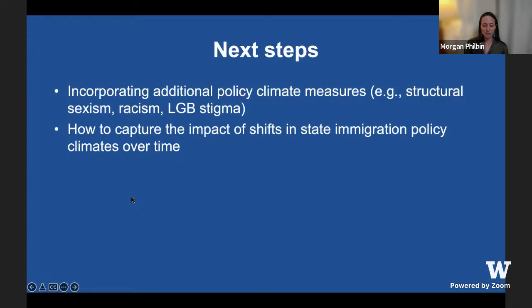And then the other thing is to think about if there's a way to trace people longitudinally within a state as that state policy climate shifts. So for example, as California were to get more inclusive, what does that mean for an individual living within the state? So this is obviously a little bit of a ways off, but we're really excited to think about that sort of structural intersectionality more broadly.